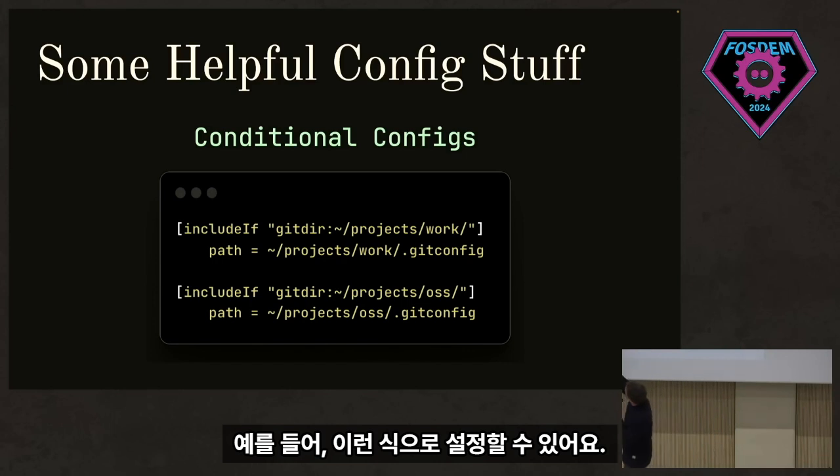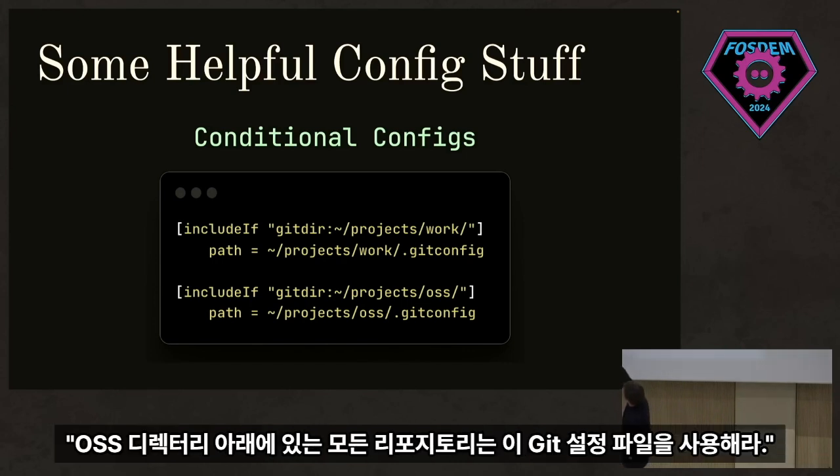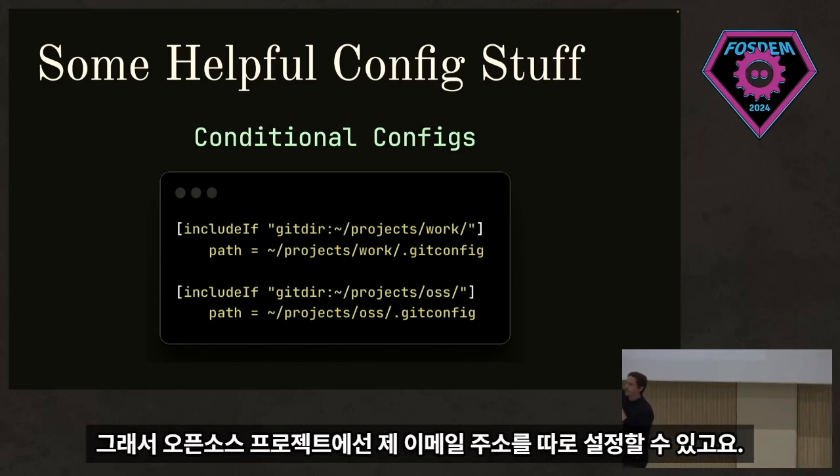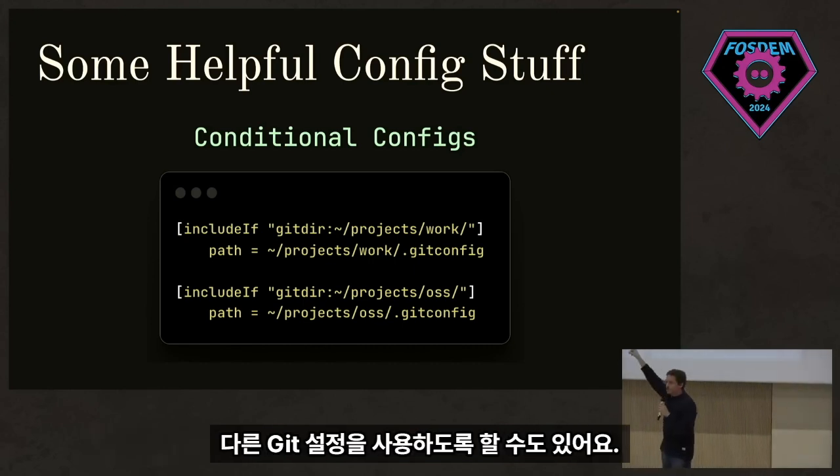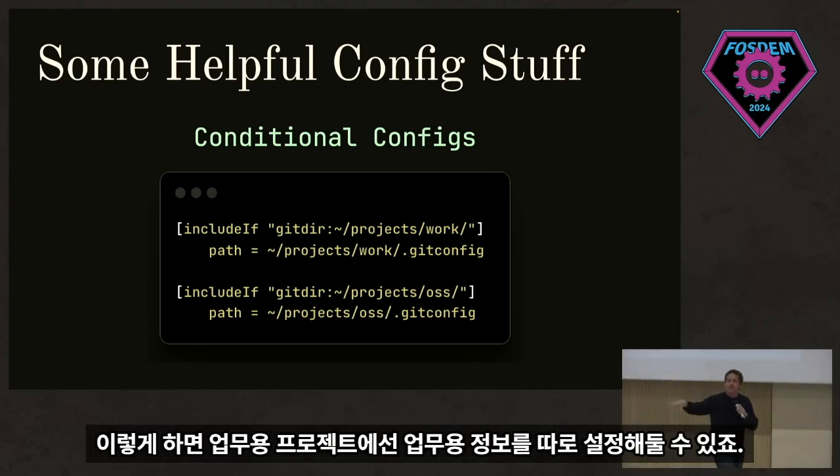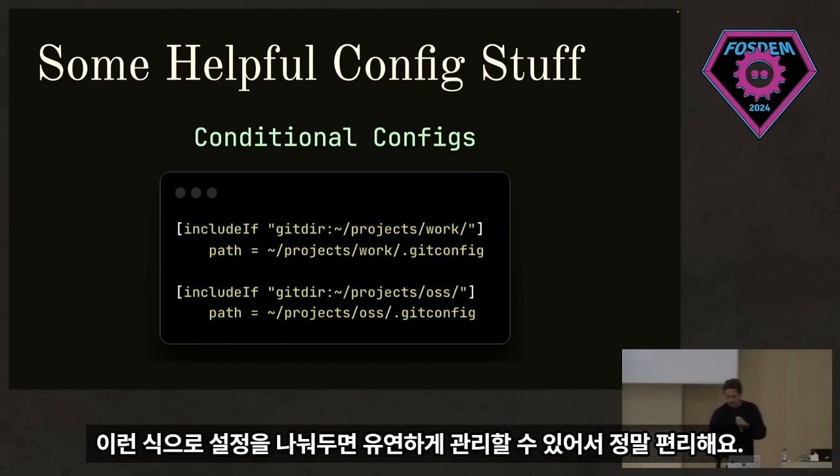So in this case, I'm saying anything that's under the OSS directory, use this git config. So I can overwrite my email address for my open source stuff. And anything that's in the work directory, use this git config. And so I can say, here's my work information for any of my work stuff, which is kind of nice to be able to have a little bit more flexibility.